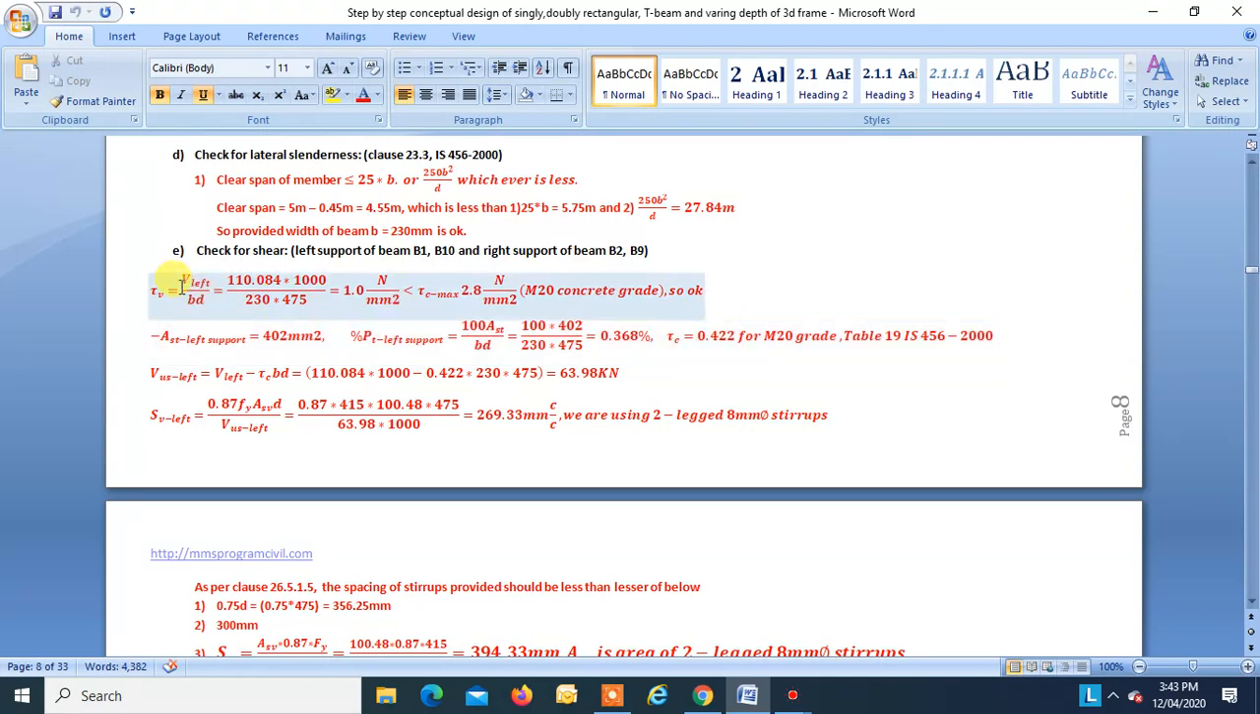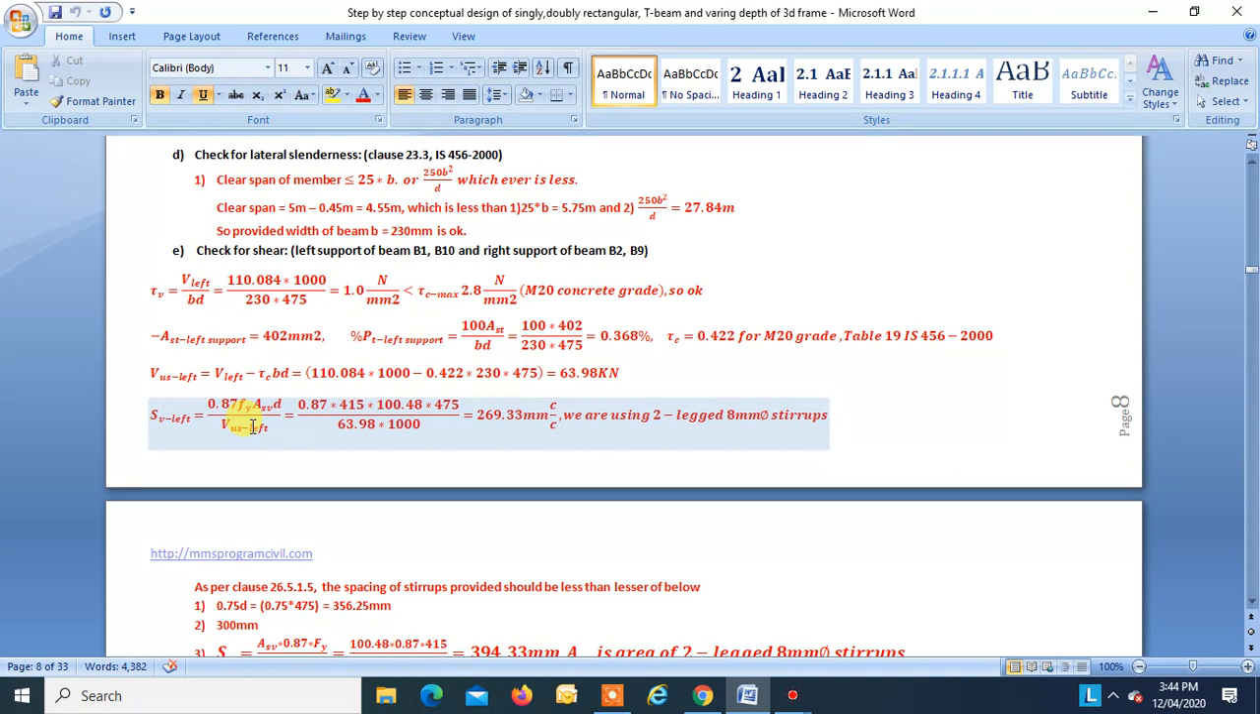Now as tau c is less than tau v, where tau v is 1, and tau v is less than tau c max, we will have to provide shear reinforcement for a force VUS, which will be taken by the stirrups. The formula given in the code for VUS is V minus tau c BD. Over here we are denoting V as V left. So this is equal to 63.98. Once you know this, you can find SV left by putting the value of VUS. The formula is 0.87 fy ASV d divided by VUS. Please remember, this formula is only applicable to vertical stirrups, and not inclined stirrups.